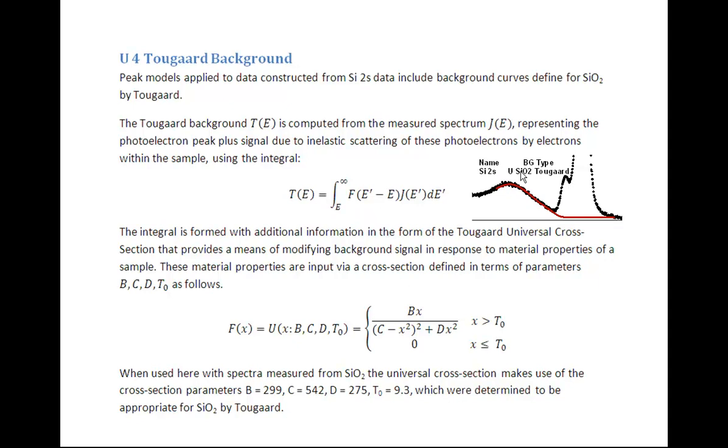So in this instance we've got a silicon dioxide Tougaard background. These values B, C, D and T0 are calculated by Tougaard for this particular material, and when we apply this background to these data, which are from silicon dioxide, then we end up with a shape that matches the background, the inelastically scattered background, very well. And one should observe here how there's a flat response beneath the peak, and this is part of the design of these parameters that are applied to the cross-section, which are then folded into the spectrum to calculate this background.